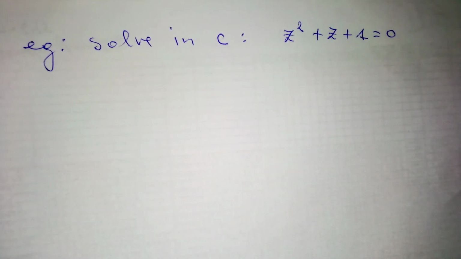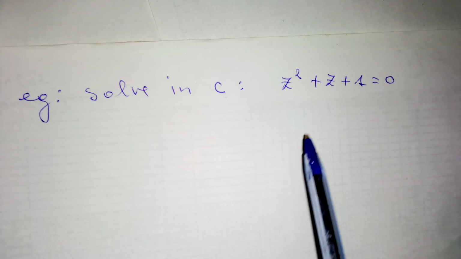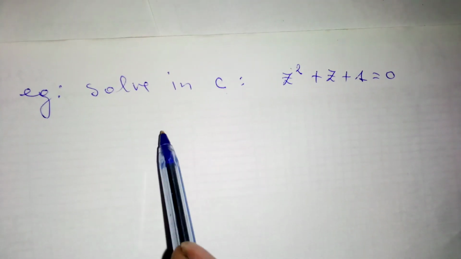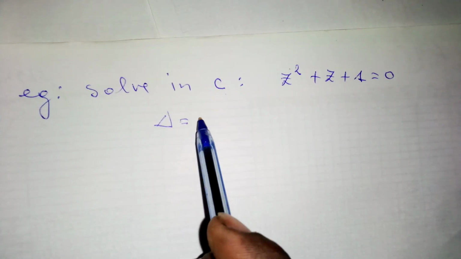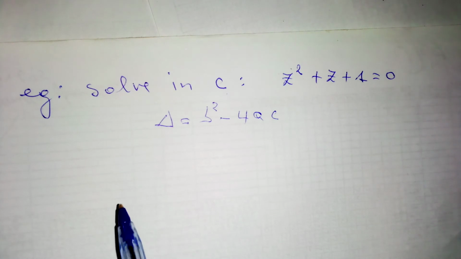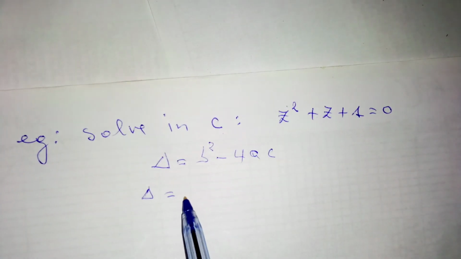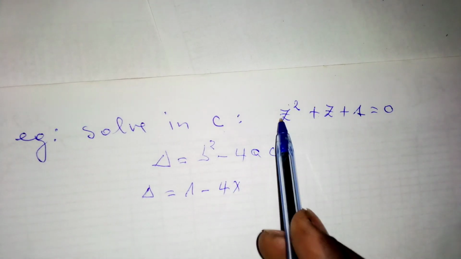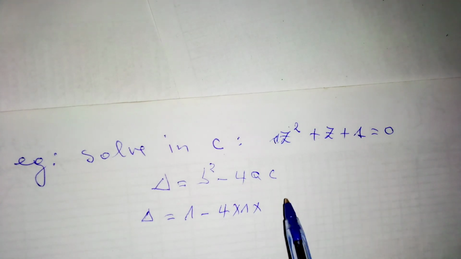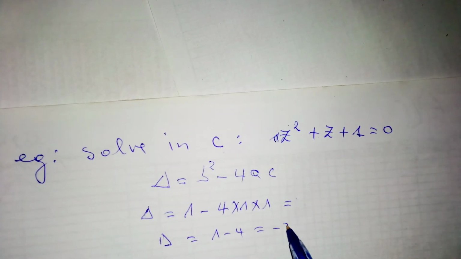Let us take an example. We are going to solve in complex numbers our equation. Normally it is a quadratic equation because the highest power of the unknown variable is 2. To mean, I need to find delta. And the delta we normally know is given by b squared minus 4ac, which means our delta will be equal to b squared, which is 1 squared, you get 1, minus 4 times a, which is 1, times c, which also is 1. And you shall get that our delta will be equal to 1 minus 4, which is minus 3.